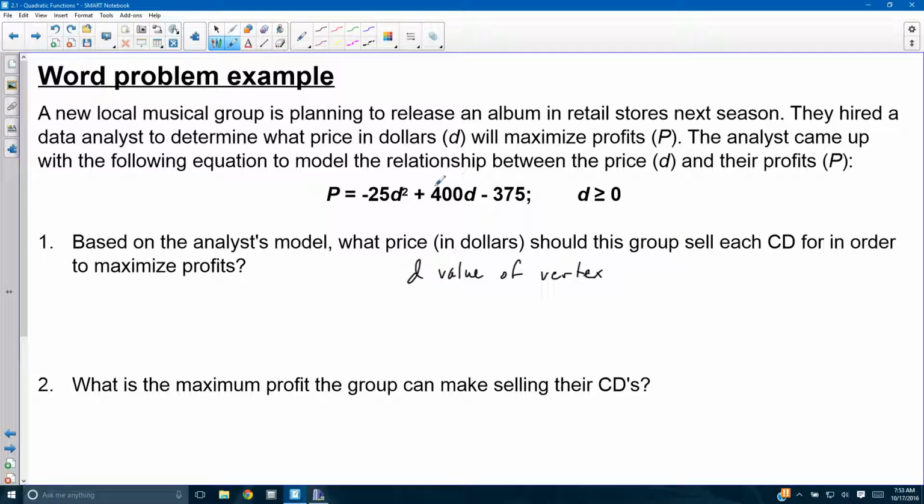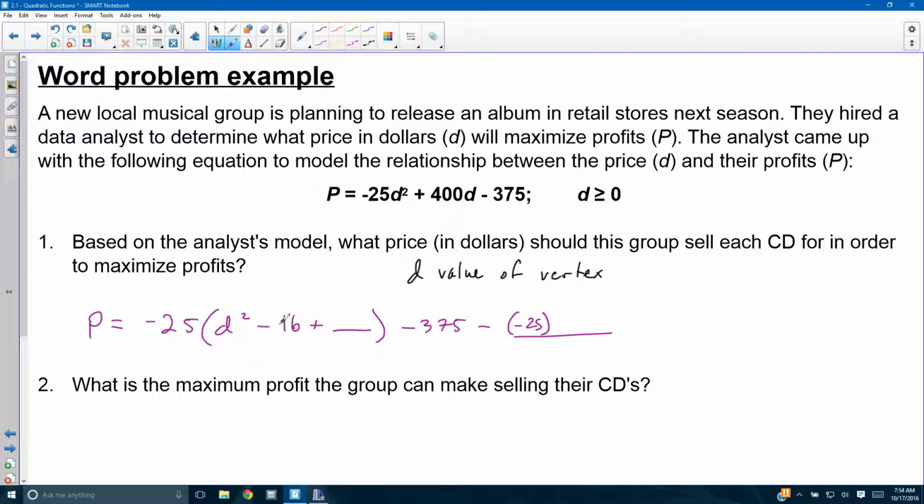So I'm going to solve this by completing the square, and whatever h value I get, like the d value of the vertex, will represent this answer. I'm trying to find what dollar price I get. If I solve this by completing the square and get it into vertex form, that h value will represent what I'm looking for. First, I have to factor out a negative 25, and I'll be left with d squared minus 16d, plus blank, minus 375, minus blank. Now remember, this blank here also has to be multiplied by negative 25.